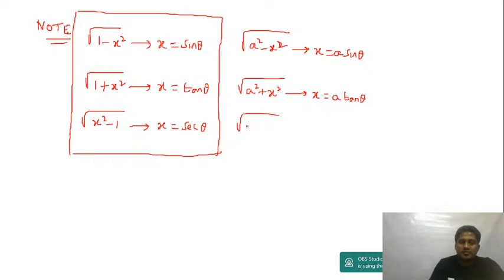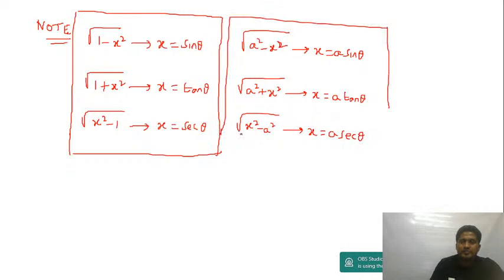Under the root x square minus a square, you will put x is equal to a sec theta. These are the substitutions which you are supposed to remember. Very basic, right? That's what you do.